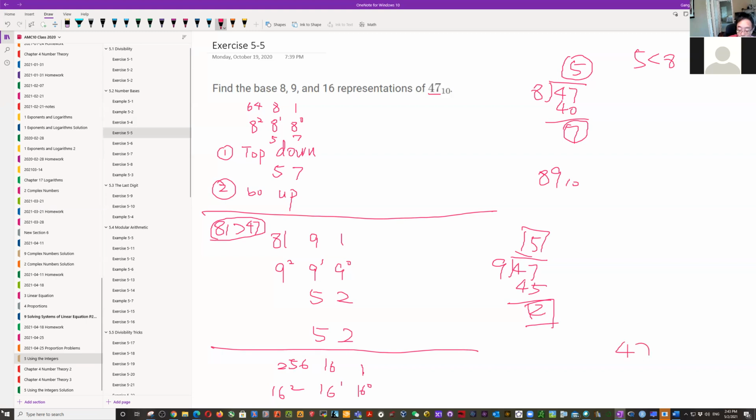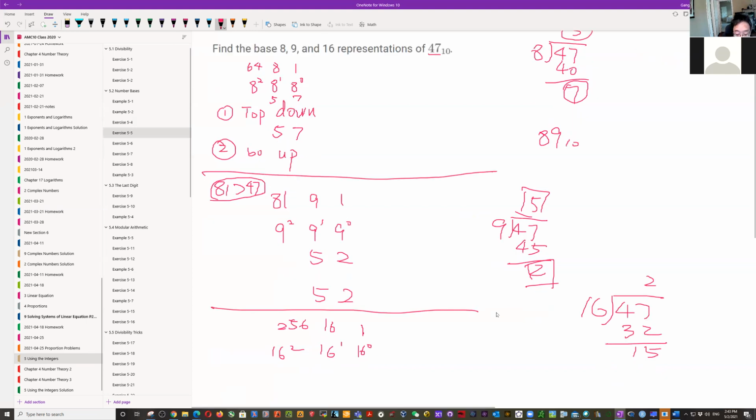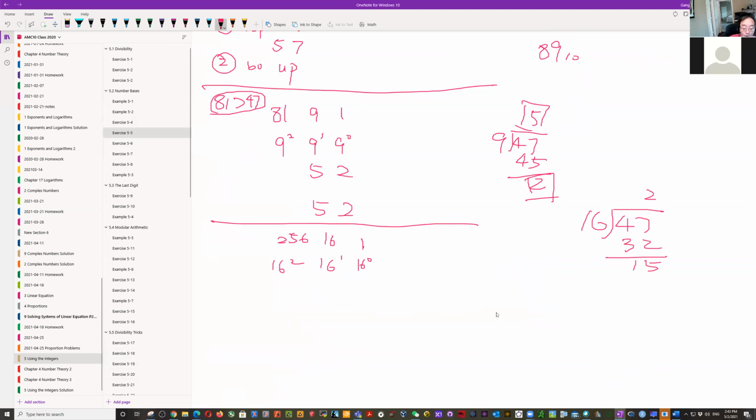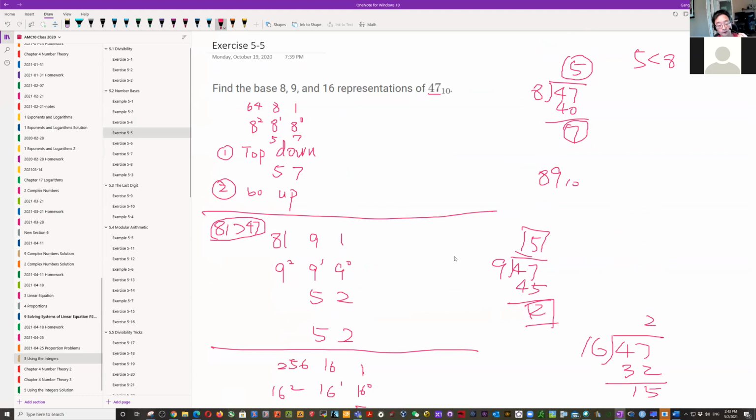So 47 divided by 16, I got 2, and 32, I got 15. So 15 is the remainder, and 2 is the divisor. So if you use top down, you got 2F. Or if you go bottom up, you got F2. So either way looks about the same.